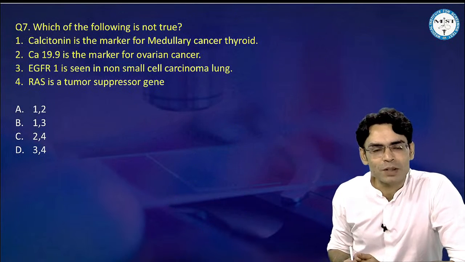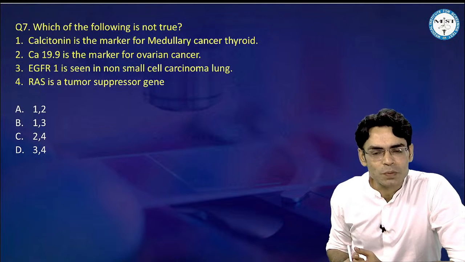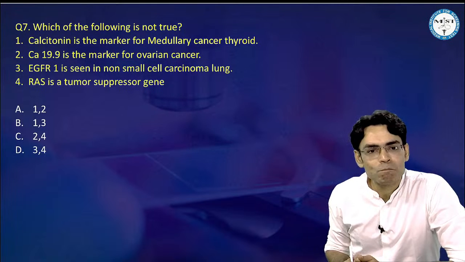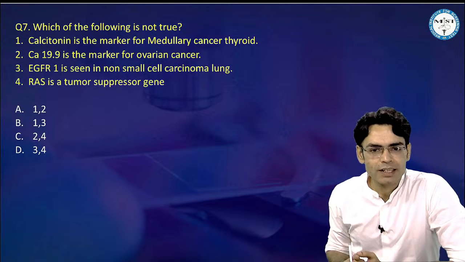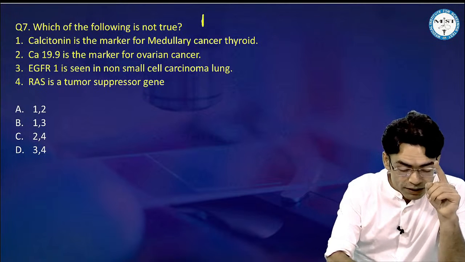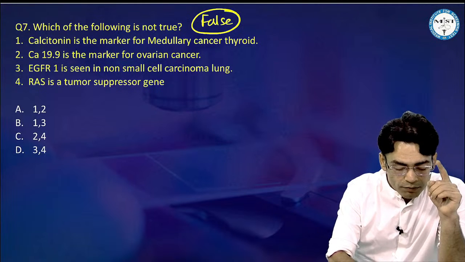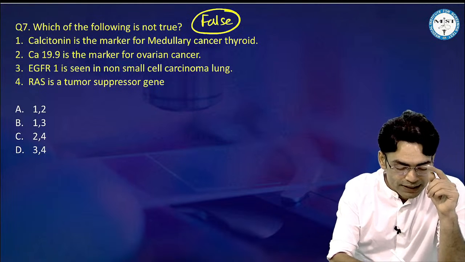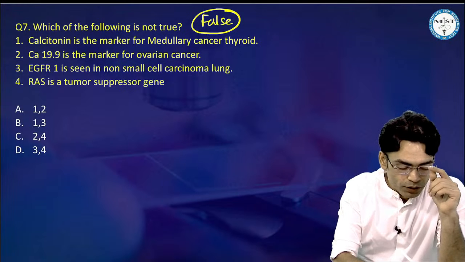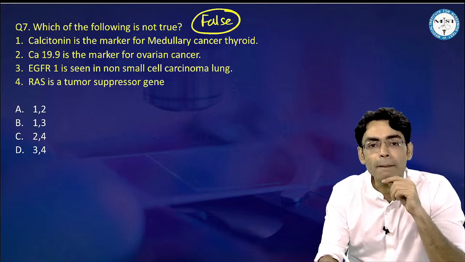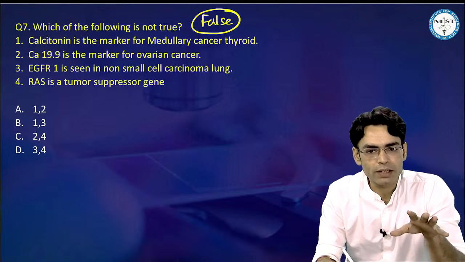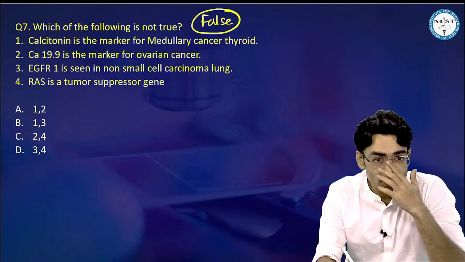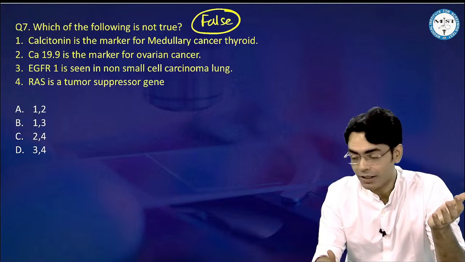Now, question number 7. Which of the following is not true? Let's see how many of you get it right. First, calcitonin is the marker for medullary cancer thyroid. Is it true? You have to find out the false statement, guys. False statement you need to find out. So let's see how many of you get it right. I'm waiting for the answers. So calcitonin is the marker for medullary carcinoma thyroid. Is it a true statement or a false statement? Yes, calcitonin is a marker for medullary.